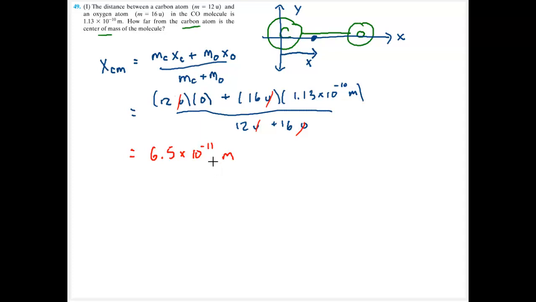Now that's larger than the distance in between them, so that if this is the middle of the distance in between them, the center of mass is going to be closer to the oxygen. That makes sense. Oxygen has more mass than carbon has.